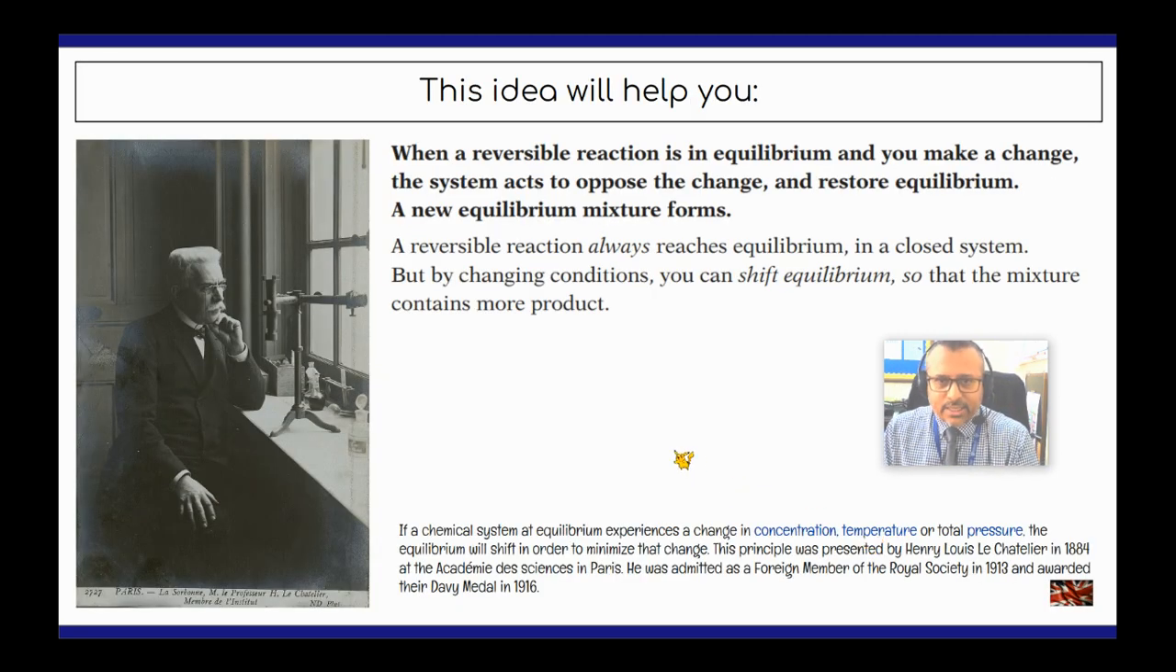Now, there are a lot of ideas here, so this idea will actually help you. When a reversible reaction is in equilibrium and you make a change, the system acts to oppose the change and restore equilibrium. A new equilibrium mixture forms. The reversible reaction always reaches equilibrium in a closed system, but by changing the conditions, you can shift the equilibrium to the right or to the left so that the mixture contains more product.